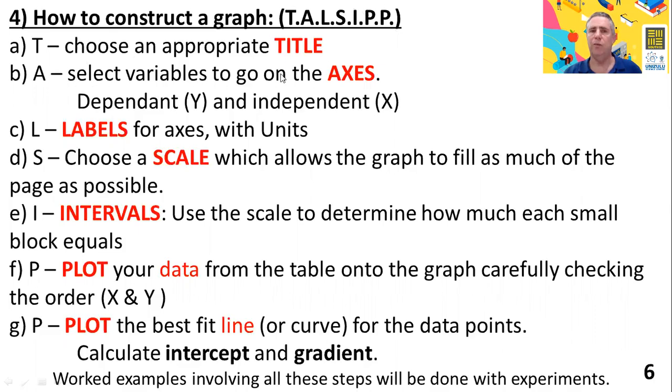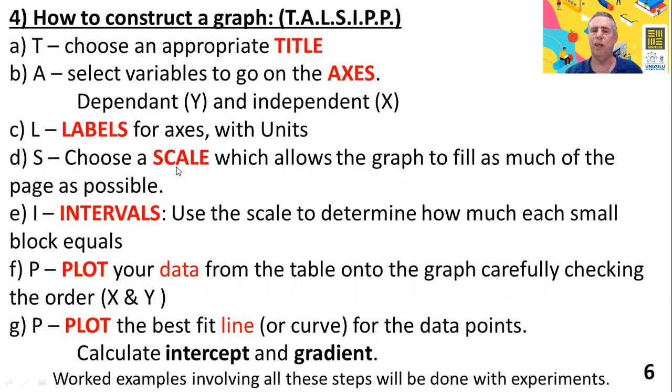Then A stands for axes. Select the variables to go on the axes. Decide which is the dependent variable for the vertical y-axis and the independent variable for the horizontal x-axis. L stands for labels. Make sure you label your axes with units. So voltage in volts, current in amps.